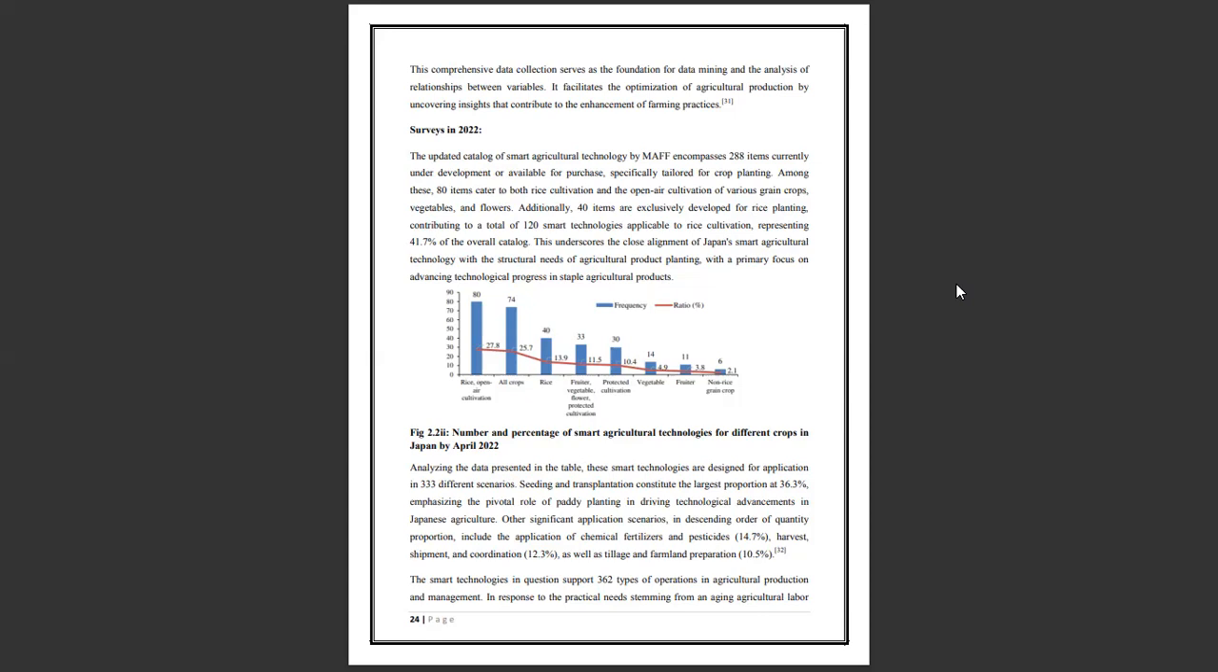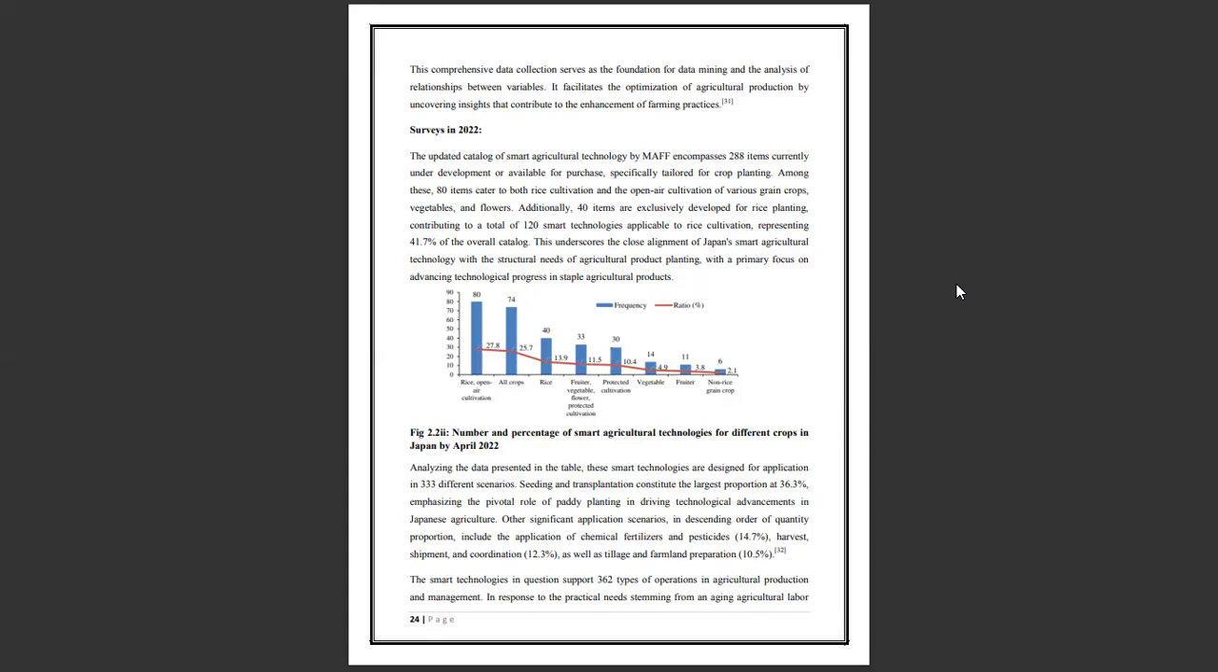Other significant application scenarios, in descending order of quantity proportion, include application of chemical fertilizers and pesticides, which is 14.7%, harvest, shipment, and coordination, 12.3%, as well as tillage and farmland preparation, 10.5%. The smart technologies in question support 362 types of operations in agricultural production and management.